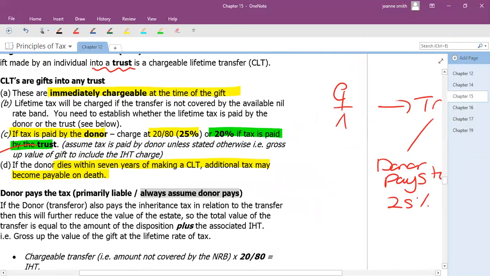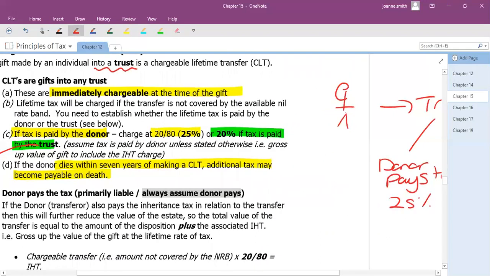And it does say here that you always assume the donor, the person making the donation, will pay unless told otherwise. But as I say, you're not going to have to do any calculations on it. You just need to have a general idea. Now, there's a bit more detail about this here.